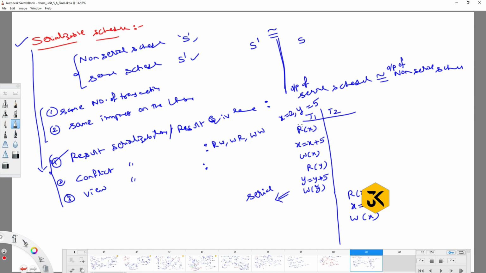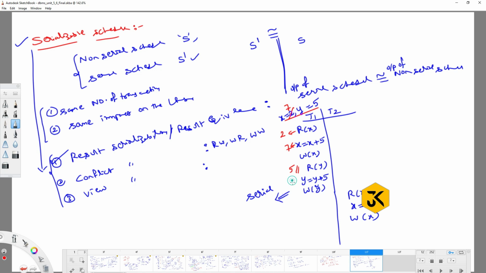Right? X value is 2, y value is 5. So what might be the value? Here you are going to get the data 2, here you are going to get the value 7. That 7 is going to be updated in this local RAM, not the global, not in the database. Local RAM updated.